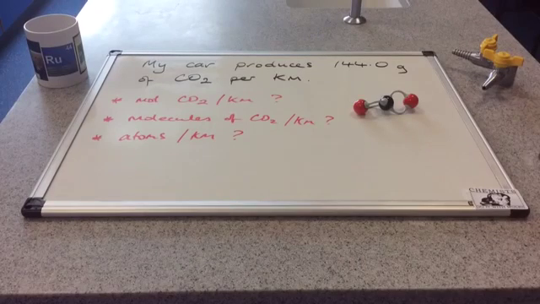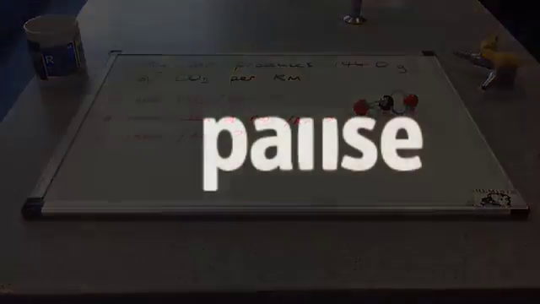We'll finish with this question. I've just found the emissions data for my car. It produces 144 grams of carbon dioxide for every kilometre that I drive. So using what you've learned so far from the video, can you work out the moles of carbon dioxide per kilometre, the number of molecules of carbon dioxide made per kilometre, and how many atoms per kilometre that would equate to? Pause the video, have a go at the calculations, and then play and see if you get them right.